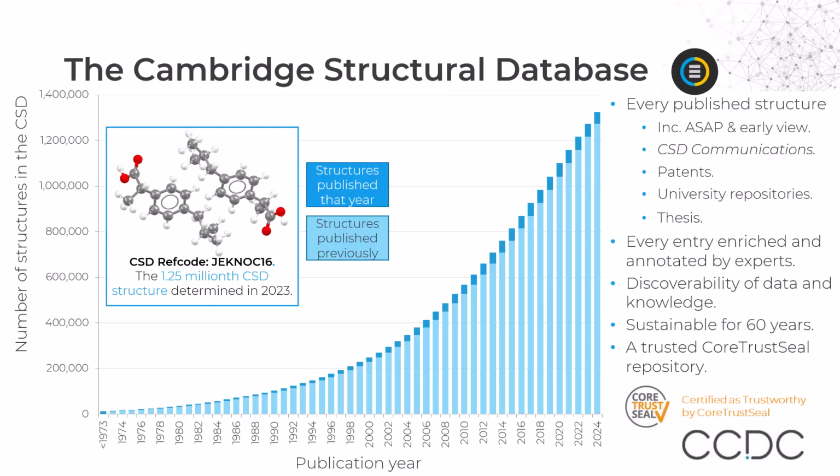The CSD was founded in 1965, and since then has grown to over 1 million structures. Every year, we continue to add data from a range of sources, including journal publications, patents, and direct publications as CSD Communications. Every single structure in the CSD has gone through a manual curation process to ensure the quality and correctness of the database is maintained.